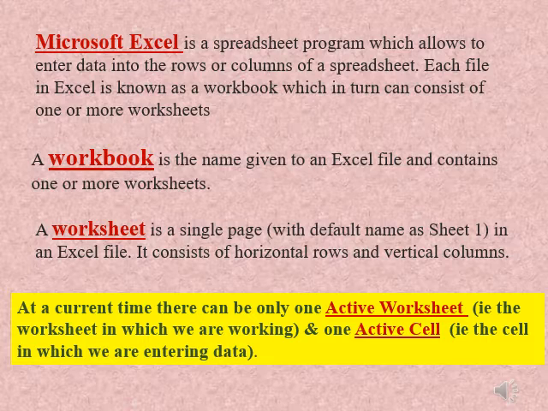It consists of horizontal rows and vertical columns. Now, children, when you're working in Excel, at a time you can work only in one worksheet, that is called your active worksheet. Suppose you're working in Sheet 1 and you select Sheet 2 for some other work, then automatically Sheet 2 will become the active worksheet. Similarly, there can be only one active cell, and whenever you enter data, by default it will appear in the active cell only.